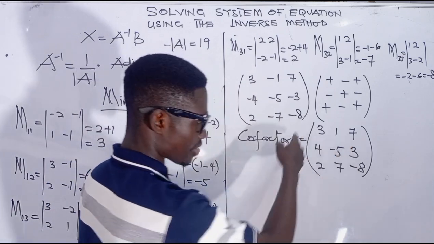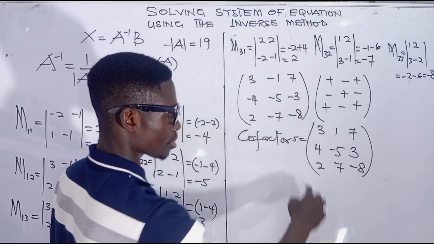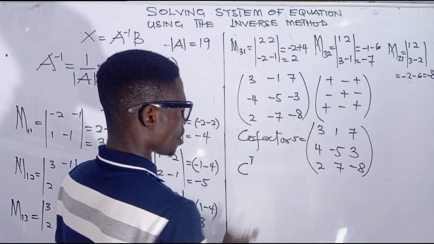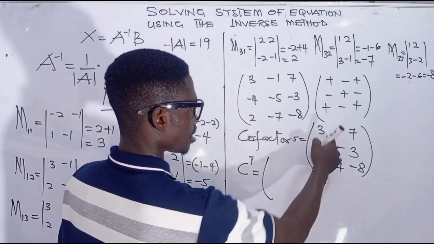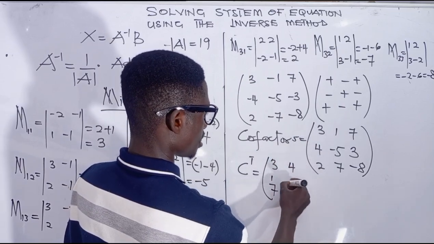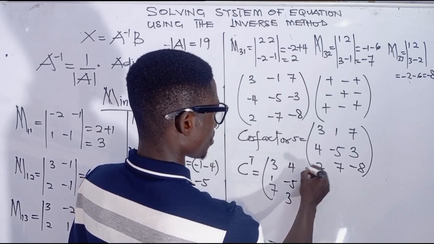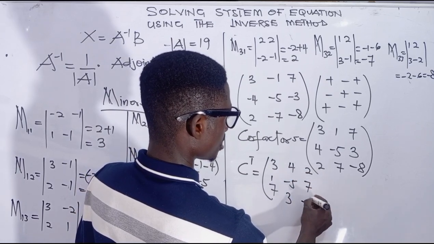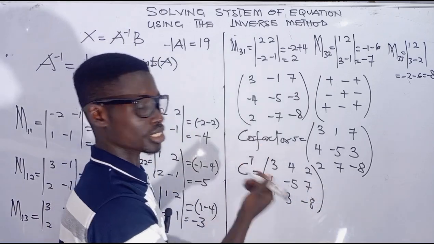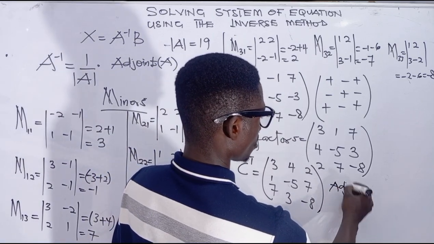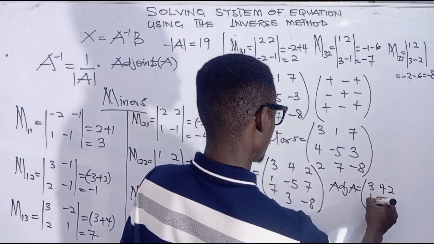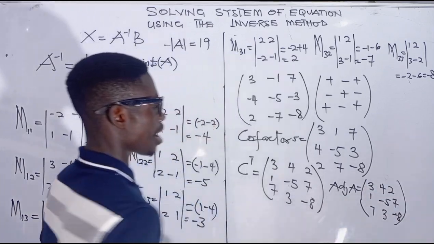To find our adjoint, we are just going to transpose these cofactors, and in doing that, the first row will become the first column, the second will become the second column, and the third will become the third column. So we have the transpose of the matrix. We are going to have 3, 1, 7, 3, 1, 7, 4, negative 5, 3. Then we have 2, 7, negative 8. So these are the transpose of the cofactors. Therefore, our adjoint of matrix A is equal to the whole of this. So now we have our adjoint.